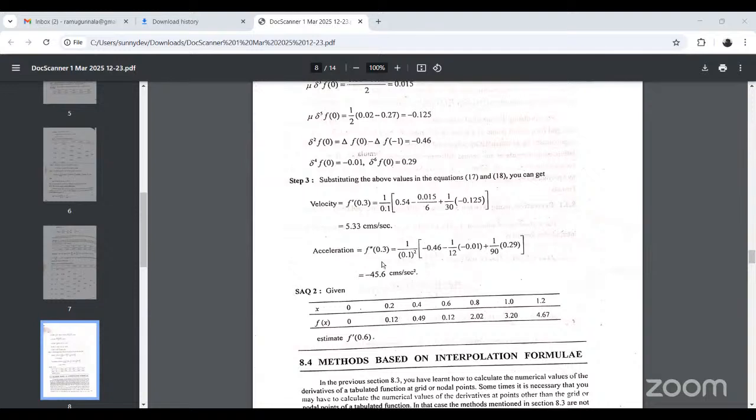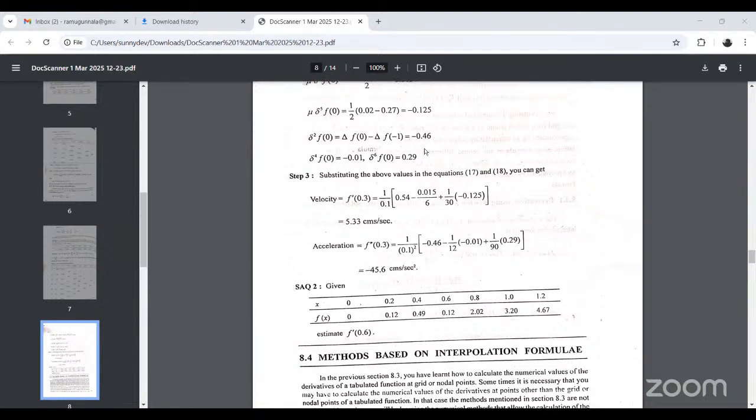So then we are getting the velocity, dv by dt. That is nothing but the first differentiation. So they're asking to find the acceleration also, no? The second differentiation, and this is f double dash at 0.3.